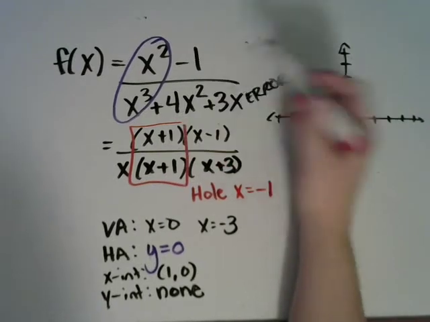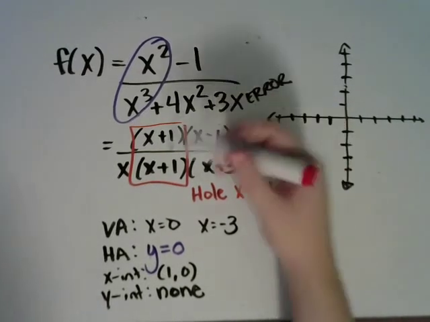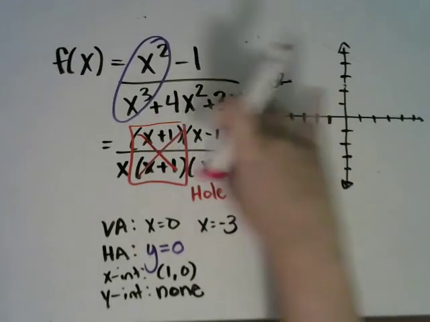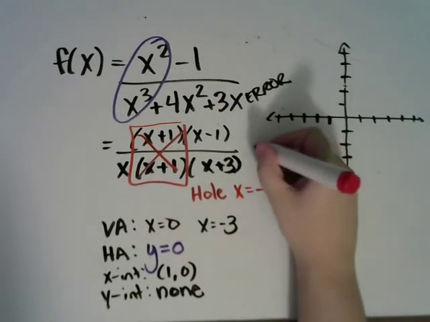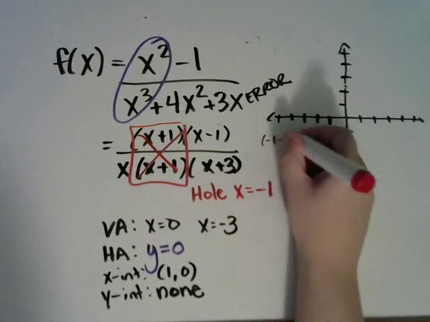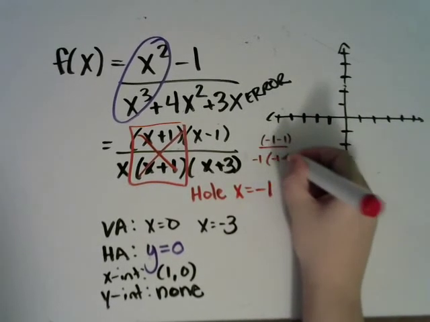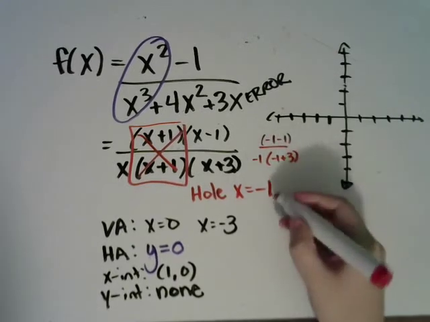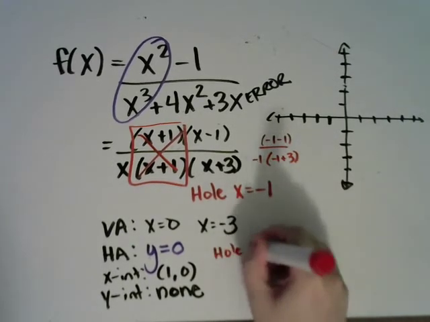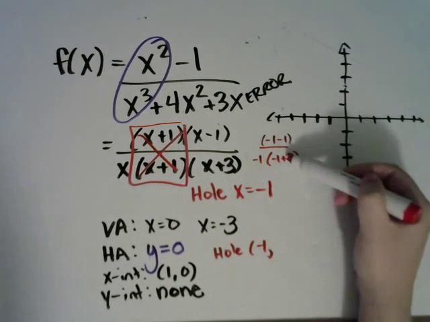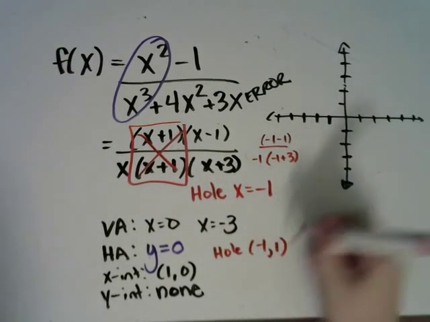We can't plug in negative 1. But if we eliminate this, we can plug in negative 1 to the remaining terms to find our hole. And so the hole becomes negative 1, comma 1.